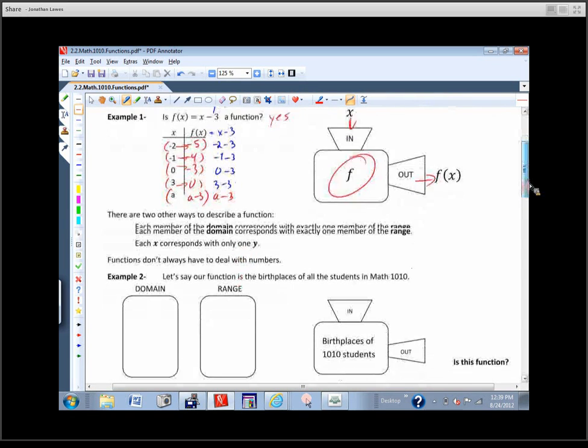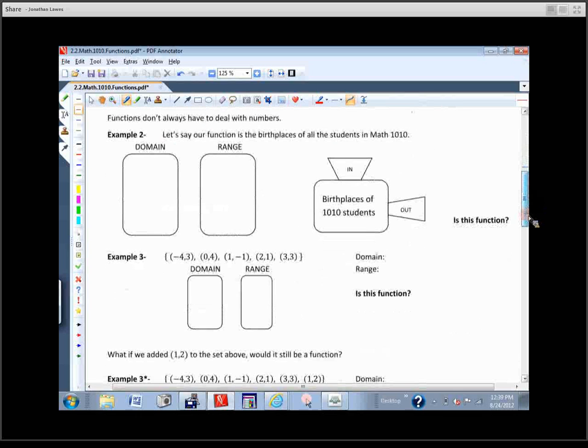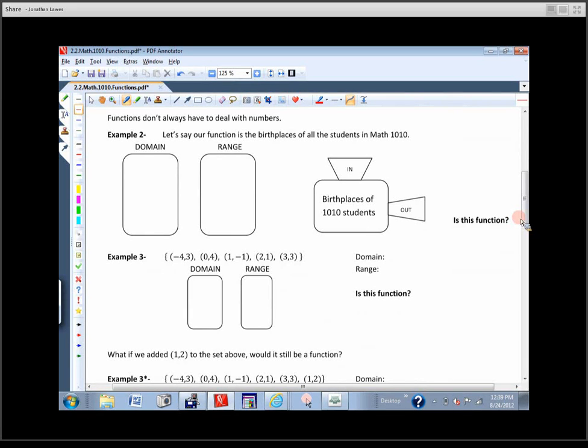So we don't always have to deal with numbers when we're talking about functions. It's possible to deal with words and phrases and different things like that. So let's say our function is the birthplaces of all students in Math 1010. So our domain would be students in Math 1010. Our range would be dates or birth dates. Oh, these are birthplaces. Birthplaces, I'm sorry. Okay? So the domain is going to be students or their names, and the range is going to be places.